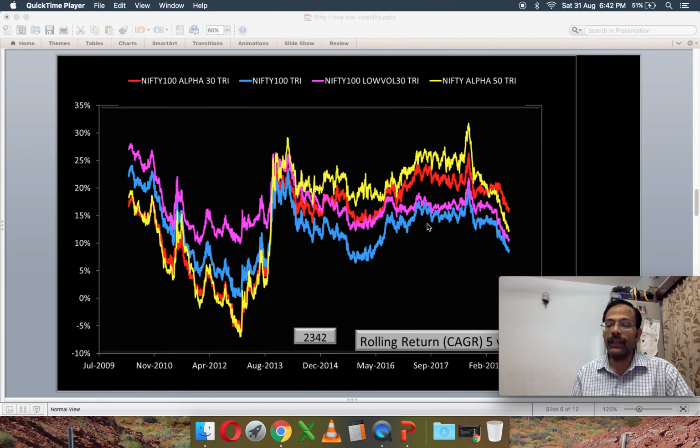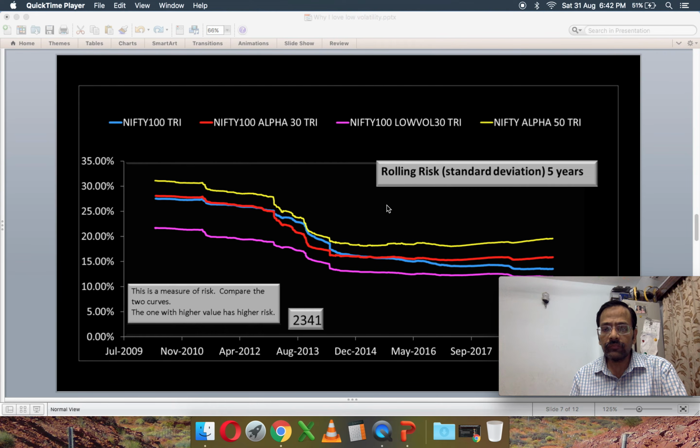And that is the reason why I love low volatility, because you're guaranteed lower risk because of the way the index is constructed. And it is also able to beat the Nifty 100 consistently. What more do you want? So that is the reason why it is a better choice than the alpha strategy itself. And that is what you can see in the rolling standard deviation. The lowest is the low volatility index, by construction.